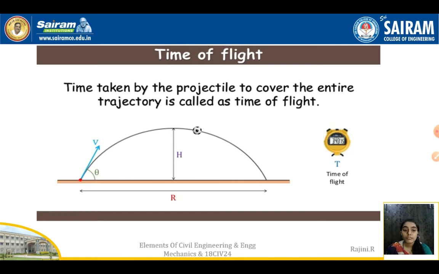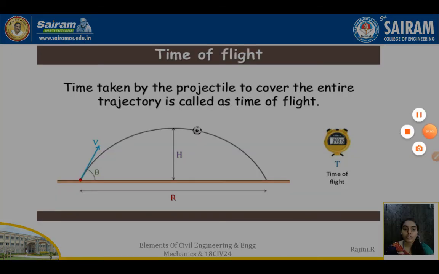Next one, time of flight. For the ball or stone which we are throwing from one point to another point, how much time is it taking? If you are throwing any ball, from one point to reach another point, how much time is it taking? That will be the time taken. For example, any plane takes off, passes along the trajectory path and ends in some place. How much time it takes from initial to final will be the time of flight. It is the time taken by the projectile to cover the entire trajectory path.